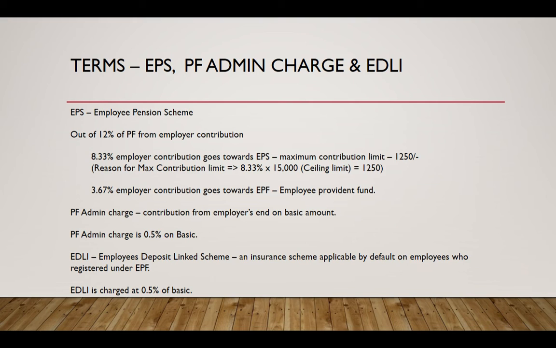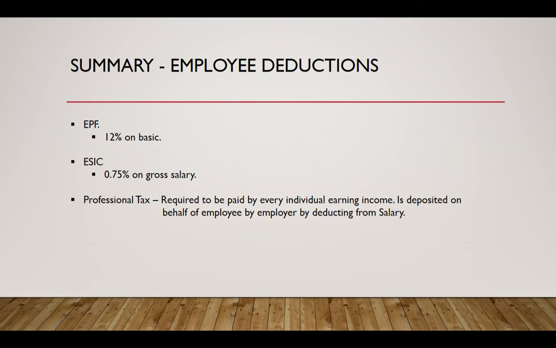So the calculation of provident fund from employee deduction is straightforward, 12%, but you need to be extra careful while calculating employer contribution because that contribution is divided into two parts. And at the end of the video, I will show you an example of employer contribution when basic is up to 15,000 and when basic is above 15,000. But before that, I want you to go through the summary of what we have discussed so far. So you can pause the video and have a look at your screen.